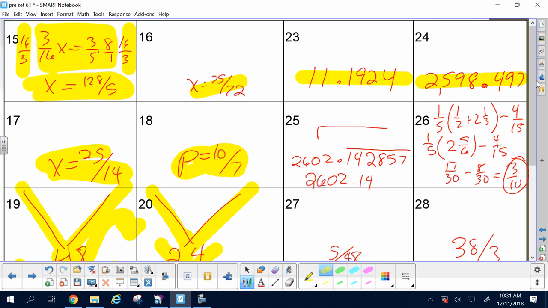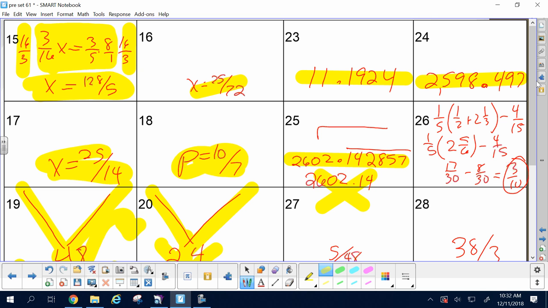24, 2,598.497. 25 was a humdinger. You had to divide a lot before you saw a repeating pattern. You might have had to go over one more line because it was such a long division problem. Going sideways is good there, to turn the boxes so you have more room. So 2,602.142857, the repetend is over all 6 digits, 142857. If you rounded it, it is wrong. It did not say round.